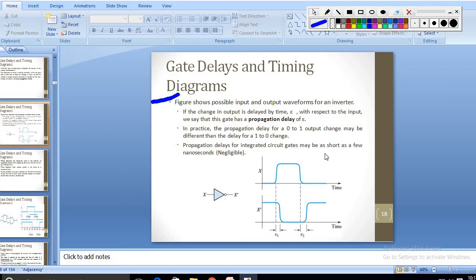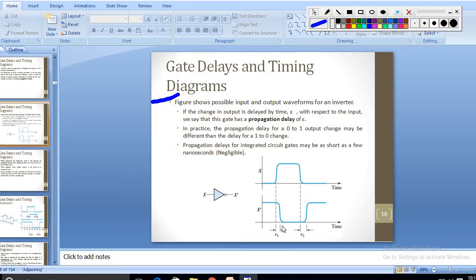The only thing is the gate delay timing diagram. When there is a change in the input, the output will not change instantly, it will take some time. That time I need to call a propagation delay. That should be in nanoseconds, and that should be a negligible quantity. That you should remember. This is the gate delay timing diagram for the inverter.